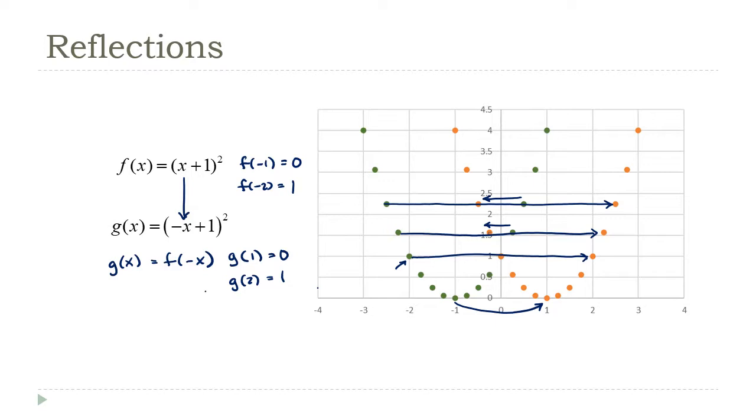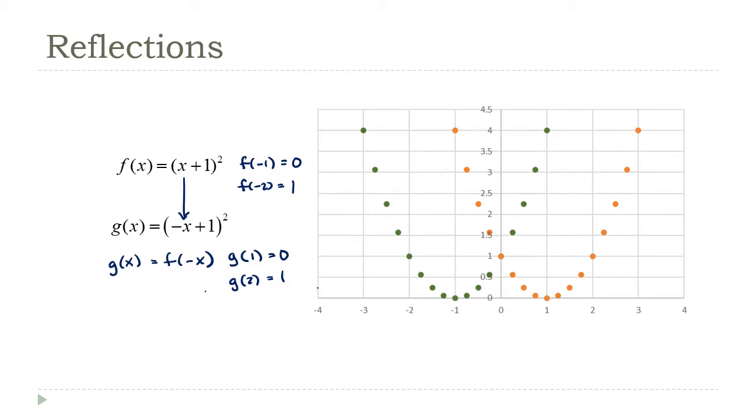So let me actually clear this out so you can see the whole thing. And what we've done here, if you draw a line down the middle of the page on the y-axis, and you fold the paper in half, these points go to here. These points go to here. What you're seeing is this graph is reflecting across the y-axis. So that's the effect we get by replacing x with negative x.